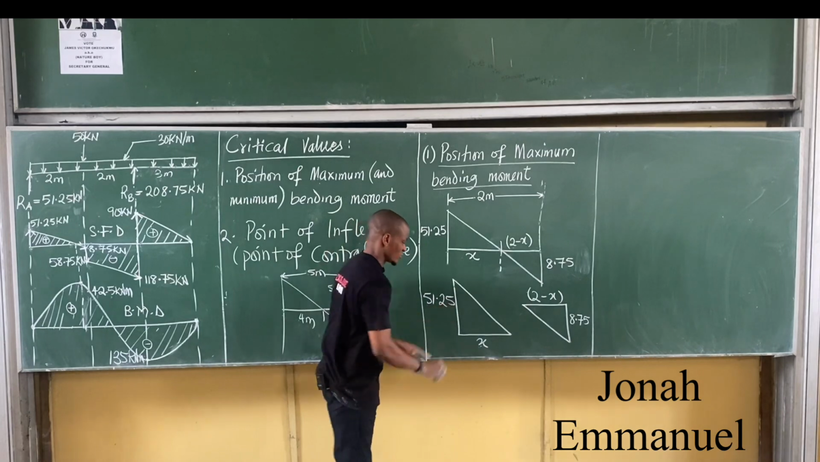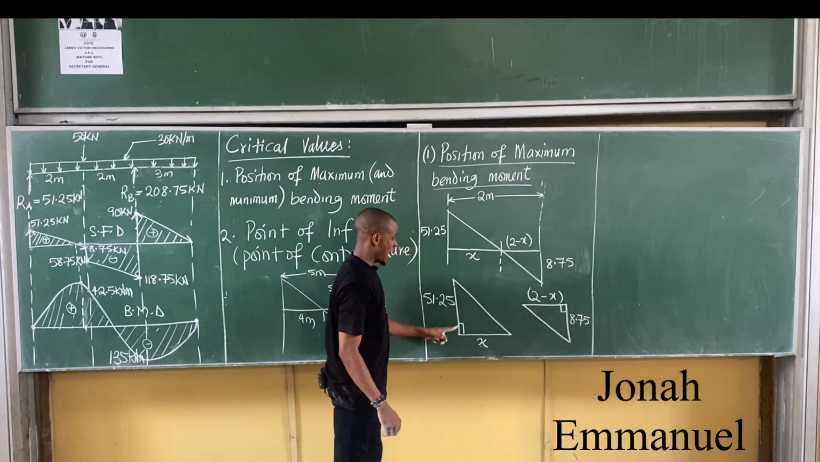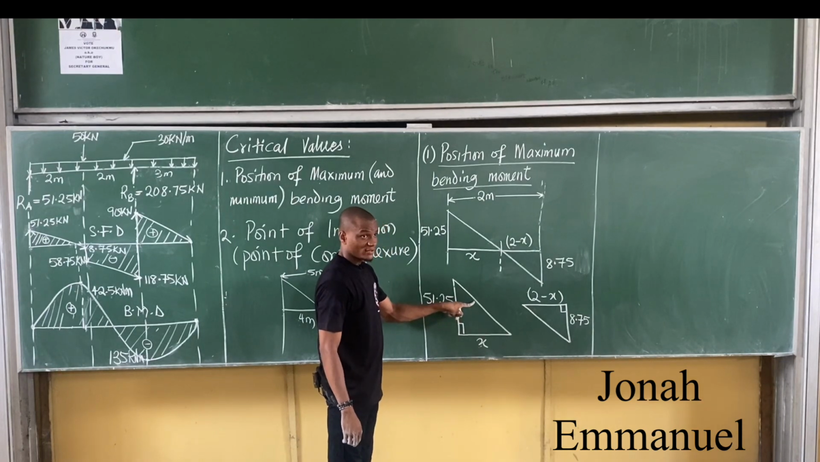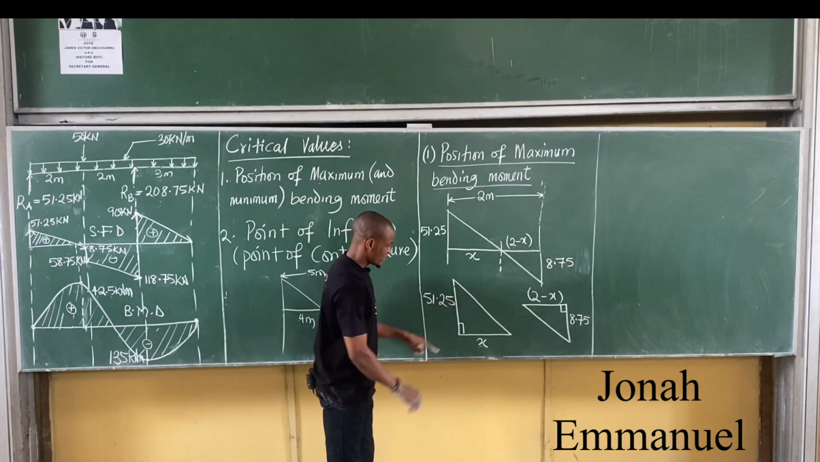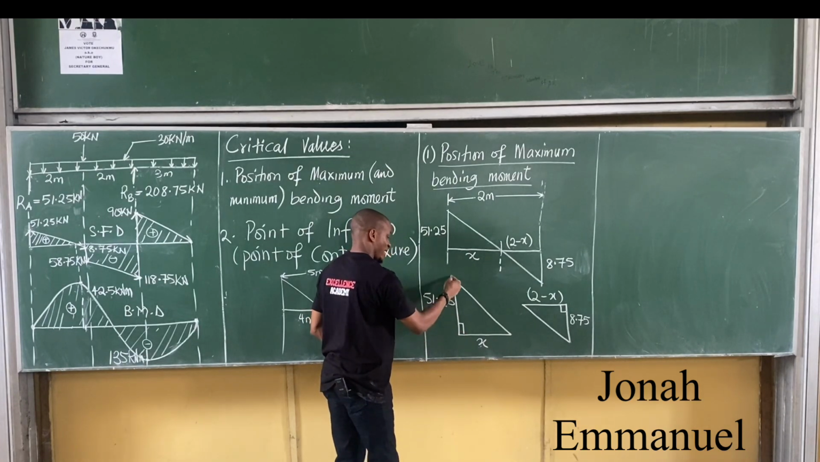Here's my hypotenuse, 90 degrees. Here's my hypotenuse here. So look at this. Here's the hypotenuse now. Look at this. If I want to liken them here, my vertical height here is 51.25.